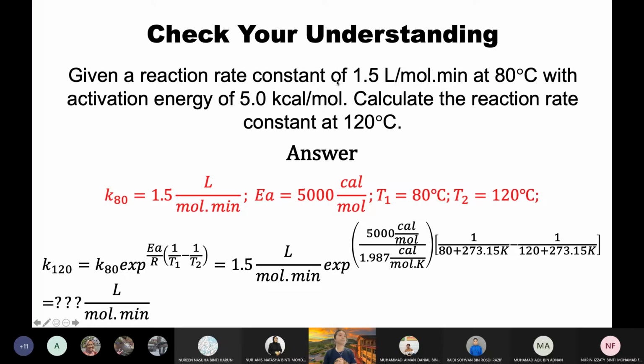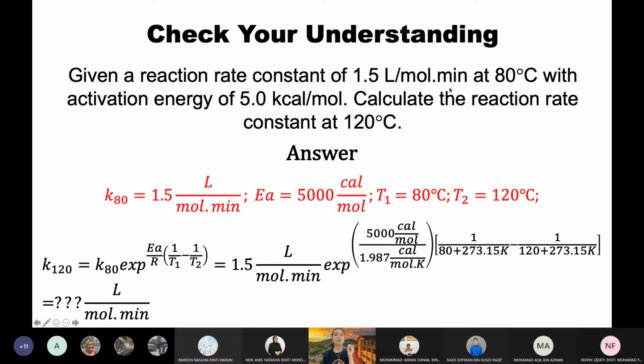Okay, now sebelum saya lupa juga, okay, kejap, what is this? Okay, so now let's see one example. Dia beri kita sekarang, okay, given reaction rate constant 1.5 liter per mole minute at 80 Celsius. So macam saya ajar kamu kan, kalau kamu tengok K ni, reaction rate constant kan, unit dia adalah liter per mole minute.